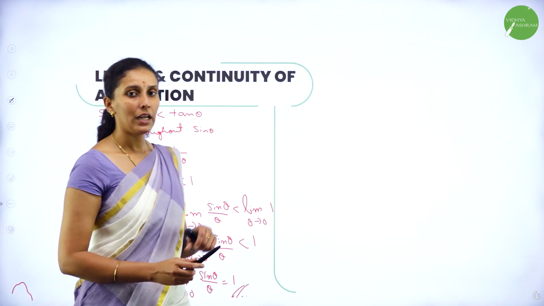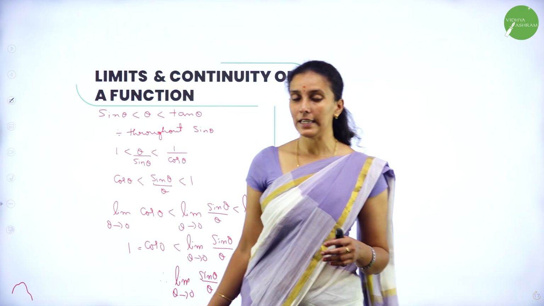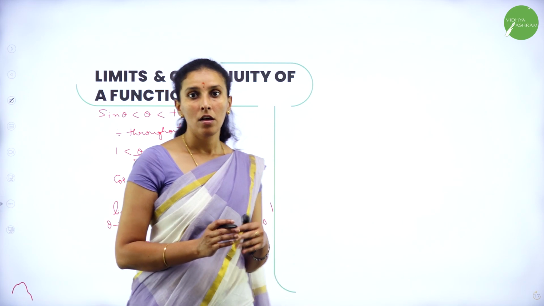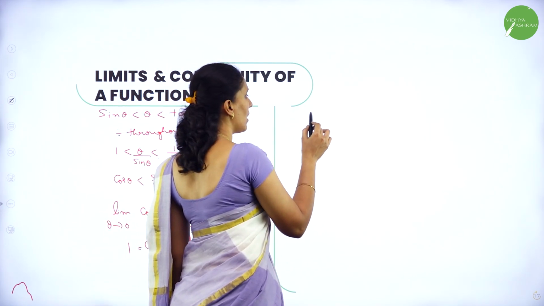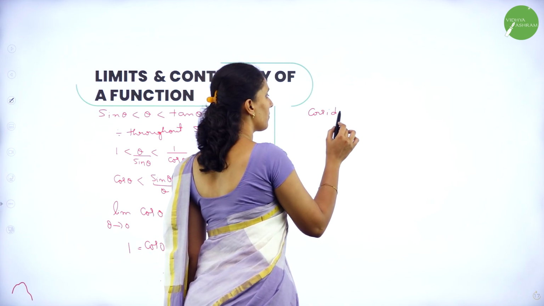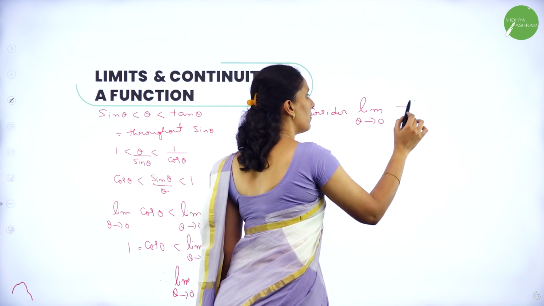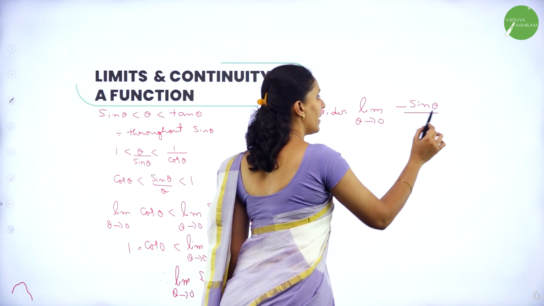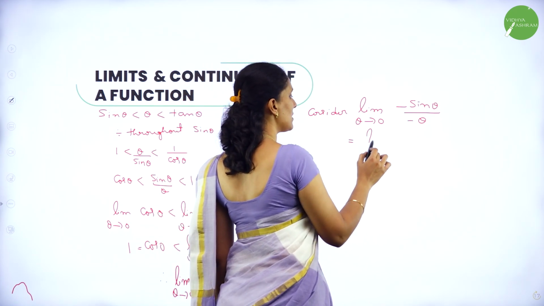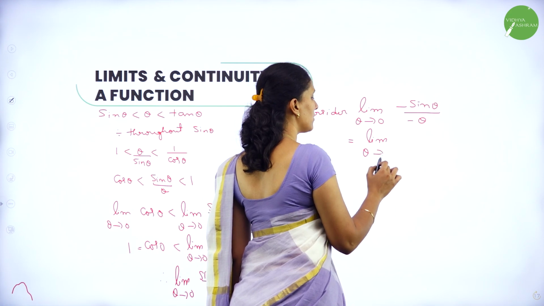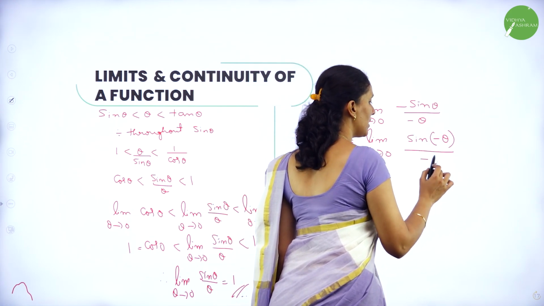Now since we have taken theta as positive, we are getting that the limit of sin theta by theta as theta tends to 0 is equal to 1. Now let us take theta as negative. What happens if theta is negative? So consider limit theta tends to 0 of sin of minus theta by minus theta. Now this can be written as limit theta tends to 0 sin of minus theta divided by minus theta.